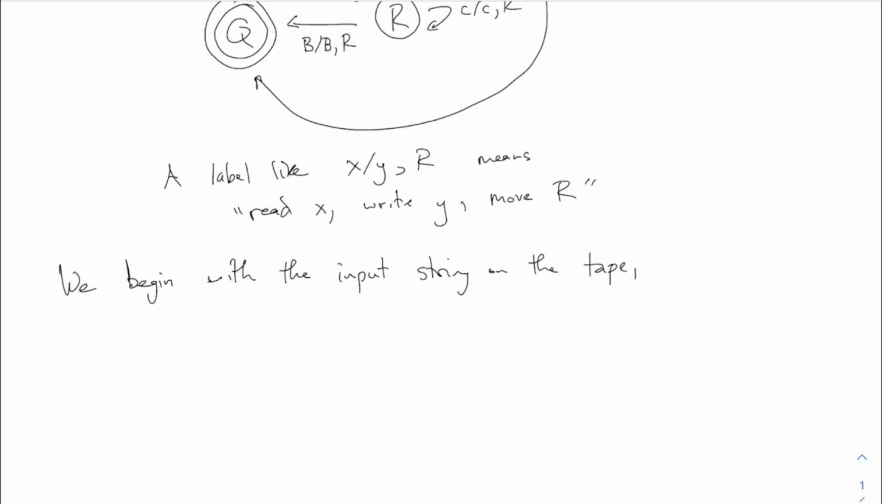And then the machine does its thing, whatever letter it's pointing at, it follows one of the arrows about what step it should do at that point. We begin with the input string on the tape, and as far as accepting versus rejecting, the rule is if the Turing machine ever reaches an accepting state, this is a little different from NFAs and DFAs, but the way that this works is if the Turing machine ever reaches an accepting state, it immediately halts and the string is accepted.